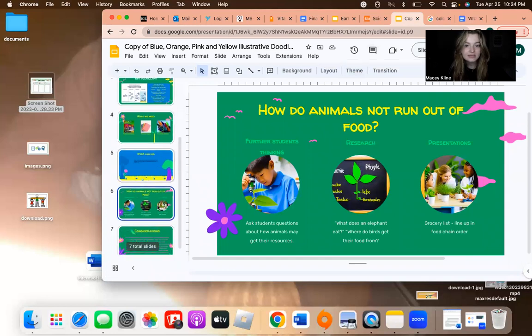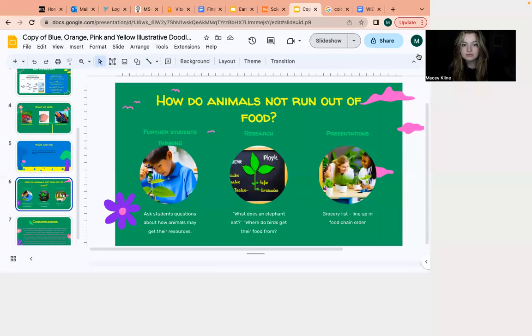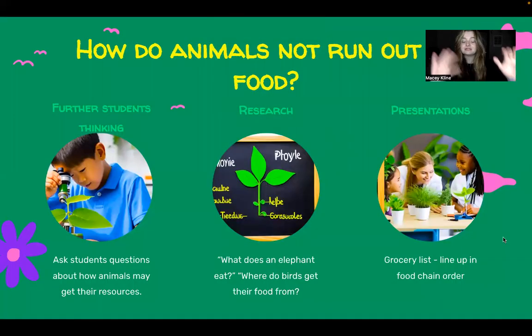Where are we at? WIDA Can-Dos, we're on this one. How do animals not run out of food? Okay, sorry, the load. So this is the whole premise of this. I should have flipped this with my WIDA Can-Dos, but it's done. The whole thing is I want to open up the class saying, "How do animals not run out of food?" Because I think it's such an interesting question for kids, because when you think about it, how do animals not run out of food? It really gets a discussion going, gets students thinking.